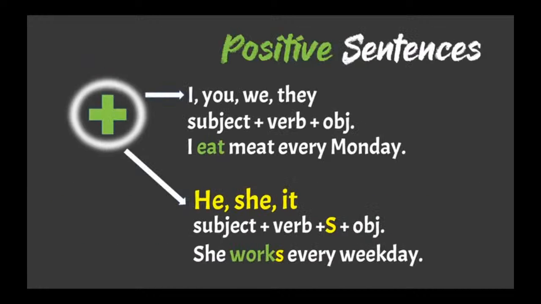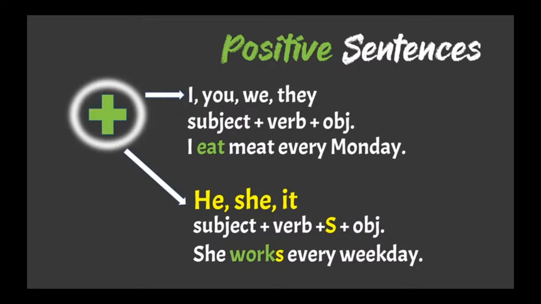Now, what happens with the positive sentences? And this is where it gets complicated a little. So, for I, you, we, and they, the pronouns, so that would be the subject. Then we need a verb, the base of the verb, no change, plus the object if you have an object. For example, I eat meat every Monday. So that's a time expression. I eat meat every Monday.